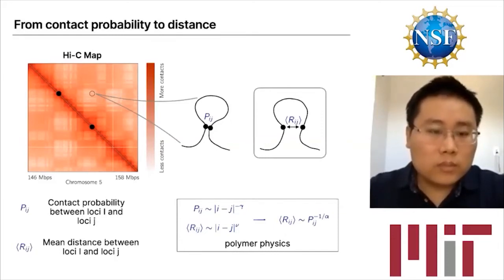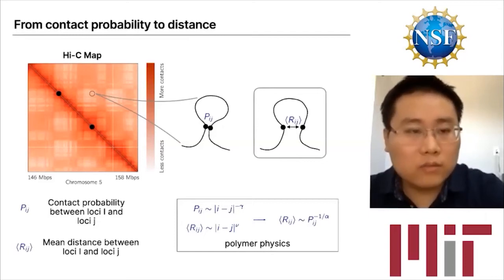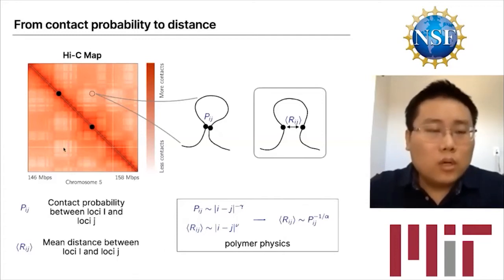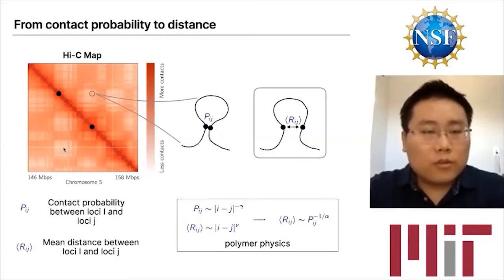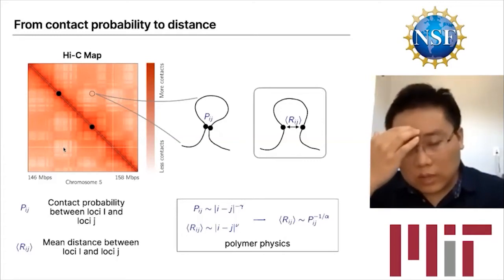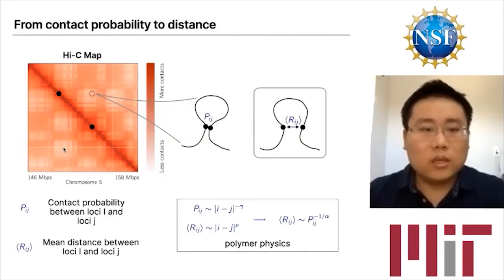Currently, the most used experiment technique for studying genome organization is HiC. Presumably, the HiC experiment captures a contact event where two genomic loci come into proximity. This is a typical contact map from HiC experiment, where each element represents the contact frequency or relative contact probability between a pair of loci, Pij. However, in order to have a three-dimensional structure, we need to know the distance between them, Rij. Or at least the mean value of that, which is noted as a bracket notation here.